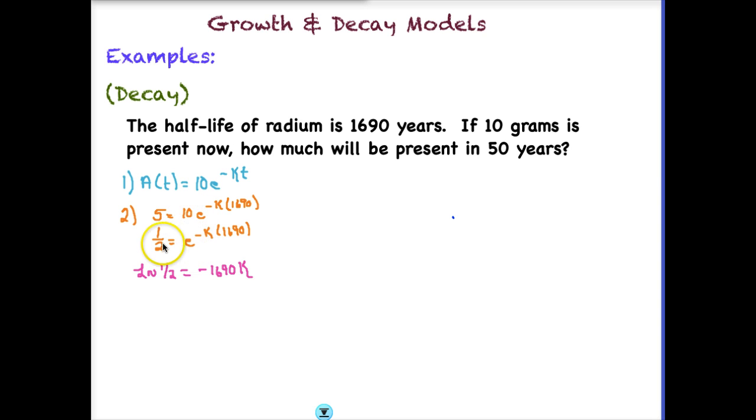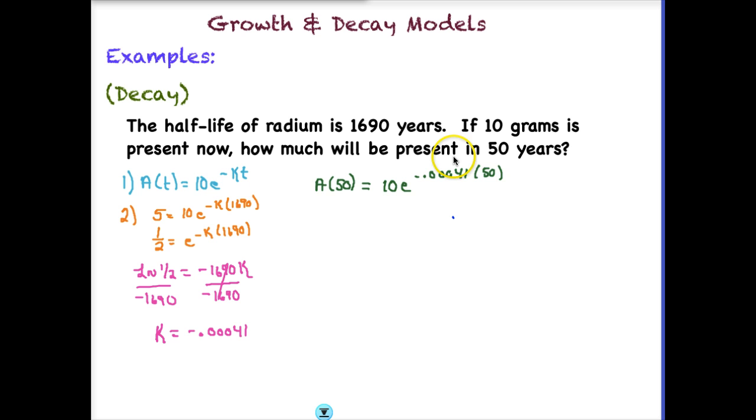First, I divided both sides by 10 to get 1/2 here. Then I took the natural log of both sides, which left me with negative 1690k here. The final step then to figuring out our decay rate is to divide both sides by negative 1690 and then put this in our calculator. Now I have my missing decay rate. Notice that I carried out the values beyond the decimal point pretty far, and that's because the farther I carry it out, the more precise I will be in my final answer.